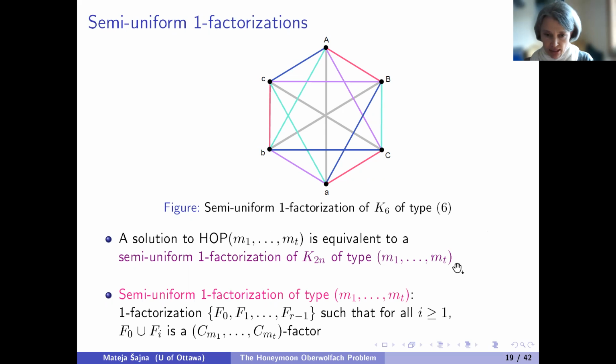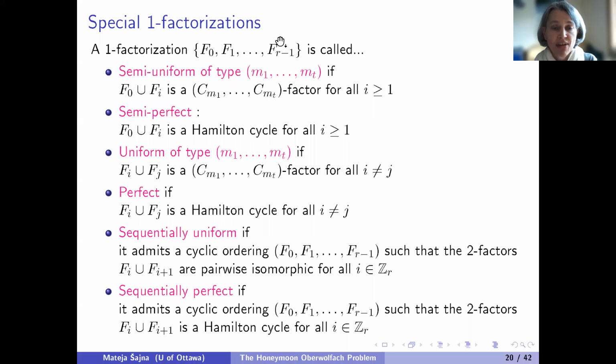All right, so that's the definition of a semi-uniform 1 factorization. We have one distinguished 1 factor, and its union with every other 1 factor has to be a 2 factor of a specified type. Now, there are other kinds of special 1 factorizations. A semi-uniform factorization in which the type is a single Hamilton cycle is called semi-perfect. So the union of the distinguished 1 factor with everybody else is a Hamilton cycle.